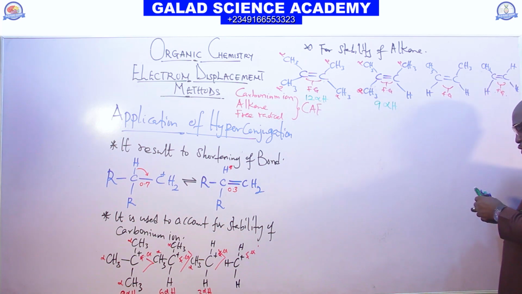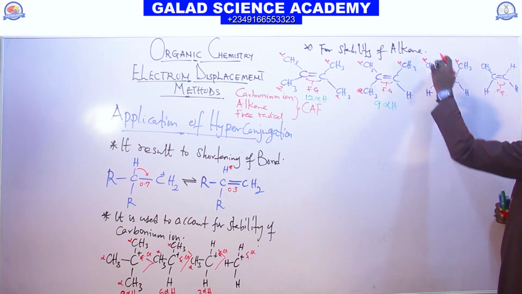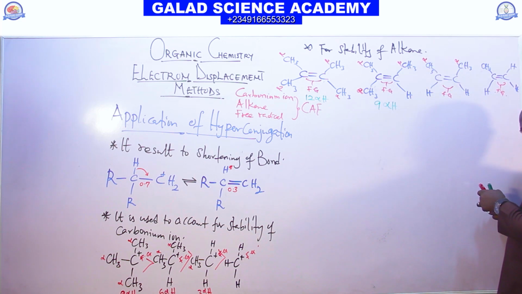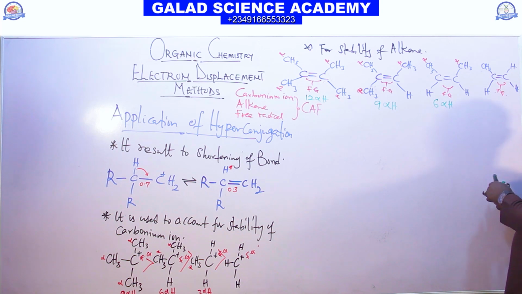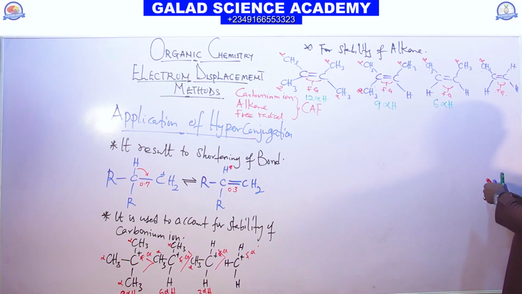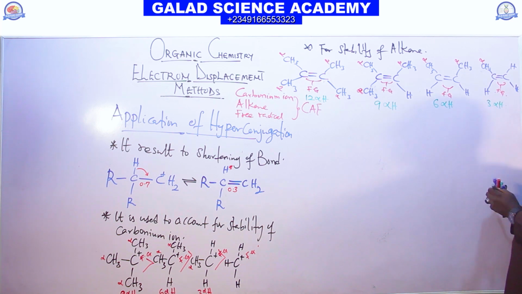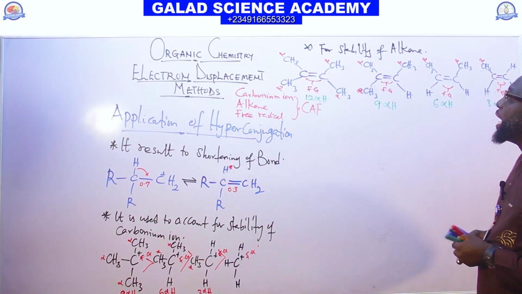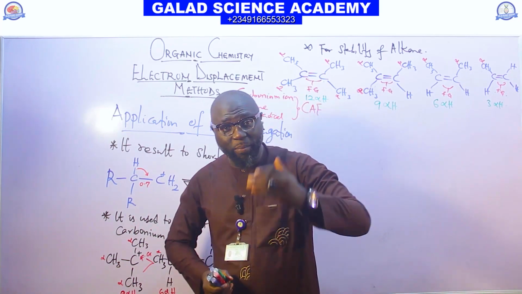So look at this one too. How many alpha carbons here? 1, 2. We have 6 alpha hydrogens. Here, how many alpha carbons? 1. So how many hydrogens? We have 3 alpha hydrogens.